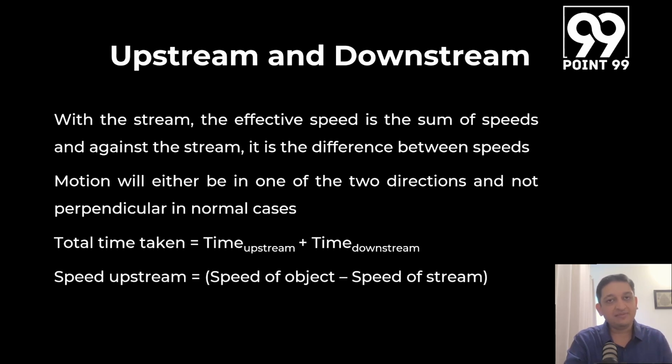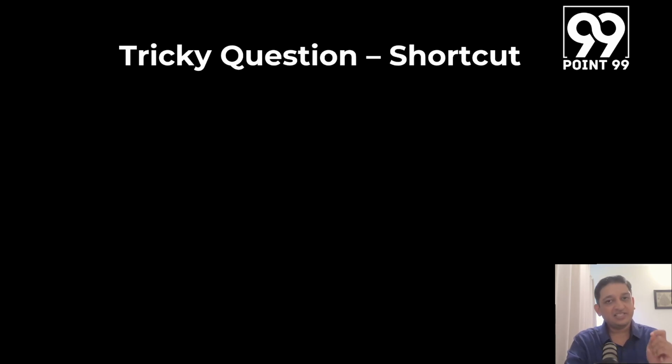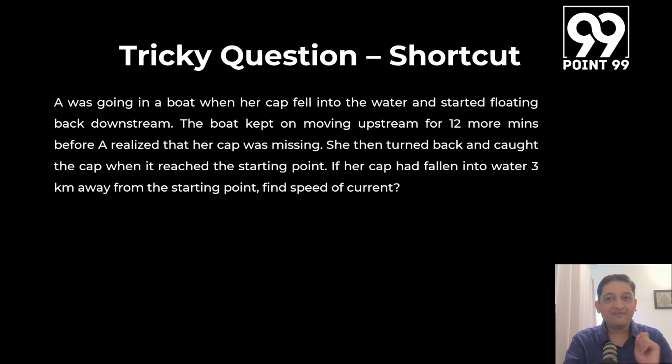Also, speed upstream is speed of object minus speed of stream, and speed downstream is speed of object plus speed of stream. Now there is a very small tricky question in this particular context. Have a look at this. There's a shortcut involved here. It's a very interesting question. What I would suggest is you pause the video, have a look at the question, try it out on your own. Let me know in the comment section below what you think about this question, and then have a look at the shortcut that is going to follow.